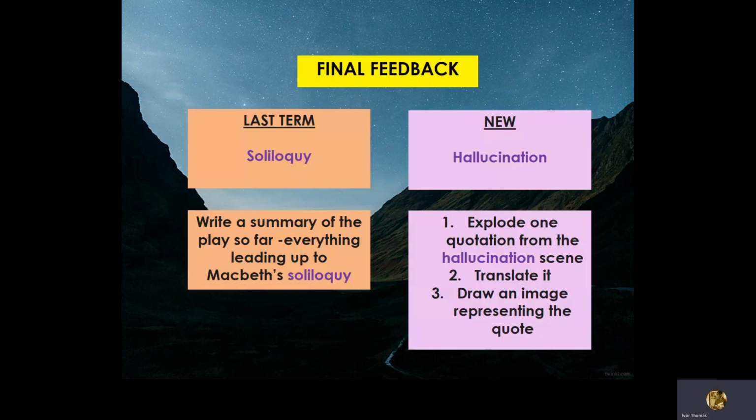And you've seen these two questions already. First of all, we need you to summarize the play so far. Then you choose a couple of lines from the hallucination scene, translate it into modern English, explode it, and draw an image representing the quote. I suppose I would have drawn a dagger from the quote I've chosen. See you on Wednesday.